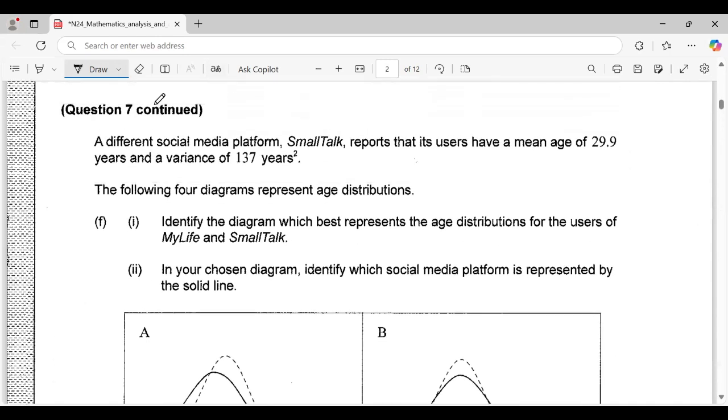A different social media platform, Small Talk, reports that its users have a mean age of 29.9 years and a variance of 137 years. The following four diagrams represent age distributions. Identify the diagram which best represents the age distributions for the users of My Life and Small Talk.